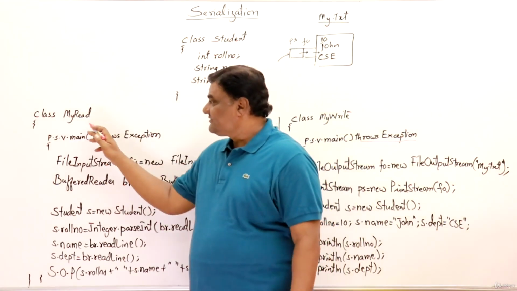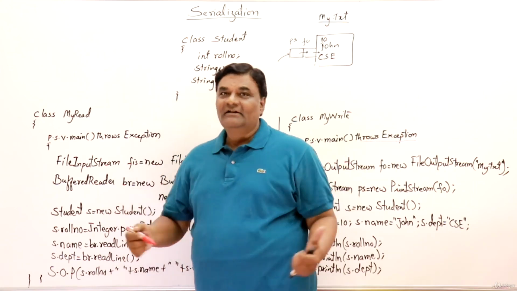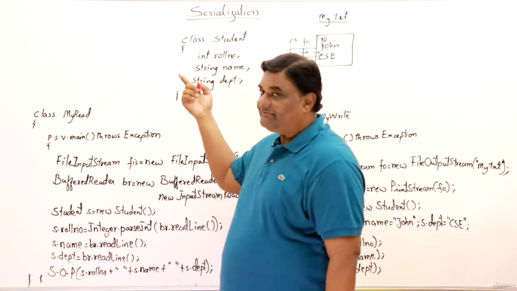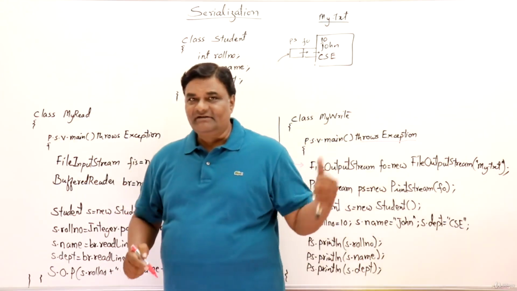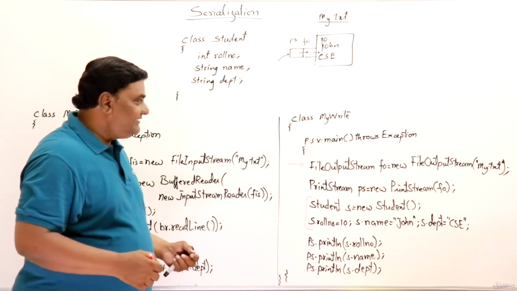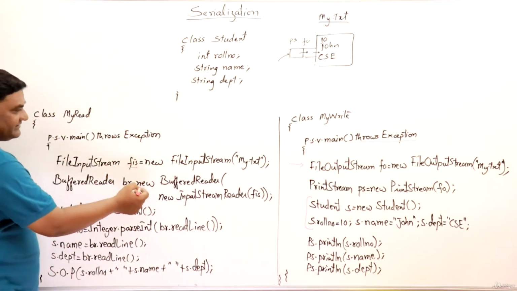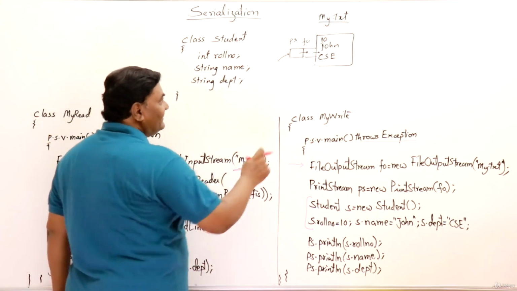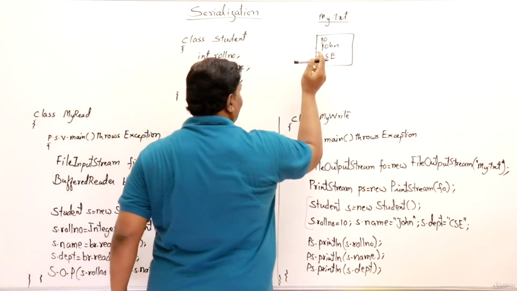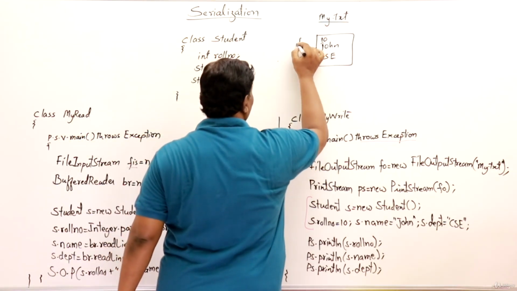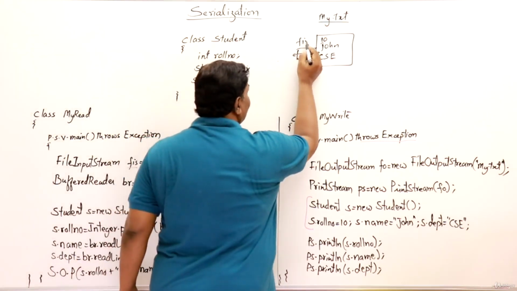Here I have written a class called myRead. This is for reading. That program is a separate program for writing, and this program is for reading; both will be using the same class. Now, public static void main throws exception, same thing. For reading purposes, I need a file input stream. So I have a file input stream object FIS connected to my.txt. So now it is a file input stream object, right? This is for reading.